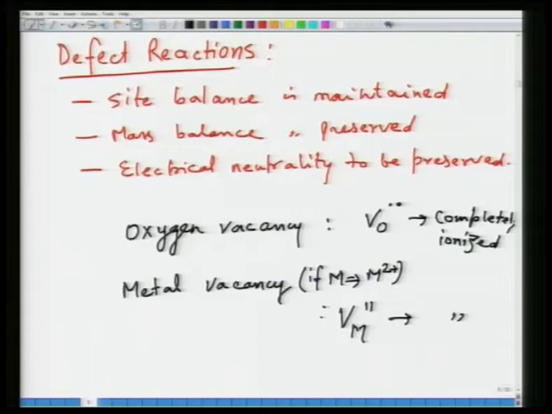So, we will assume complete ionization of these defects while writing these defect reactions, but you have to maintain the site balance, the mass balance and the electrical neutrality. You have to preserve these three things to correctly write these defect reactions, and unless you write them correctly, you cannot calculate the defect concentration and related thermodynamic parameters accurately. So, this is important.